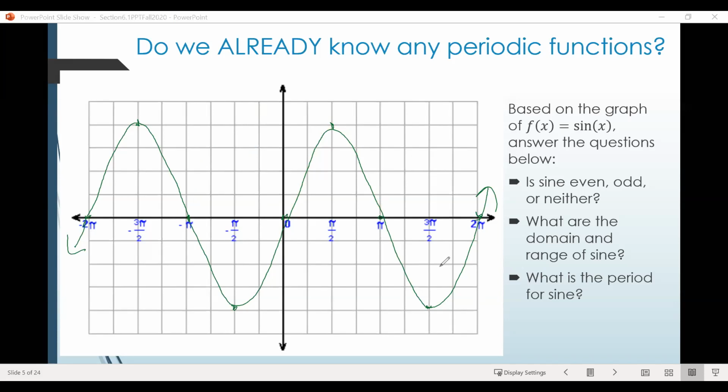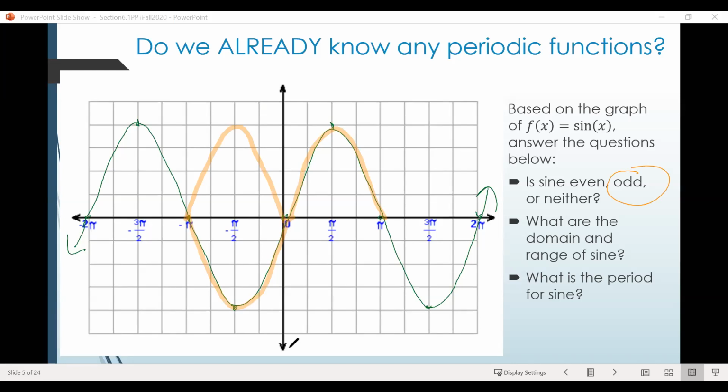It's odd if we can reflect it over both axes and then get a function that looks like the original one we started with. And notice if we do that with, say, this piece here, we can reflect that across the vertical axis. That would give us this. And then reflect it across the horizontal axis, and notice it lines up with itself. And we could do that with the other pieces as well. So what we see is that sine is actually an odd function.